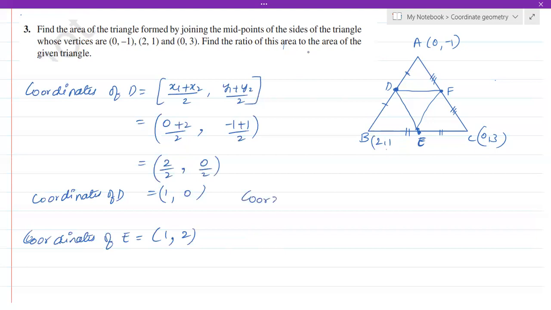Now let's find the coordinates of F. Again, x1 plus x2. x1 is 0, x2 is also 0. 0 plus 0 is 0. 0 by 2 is 0. Comma.